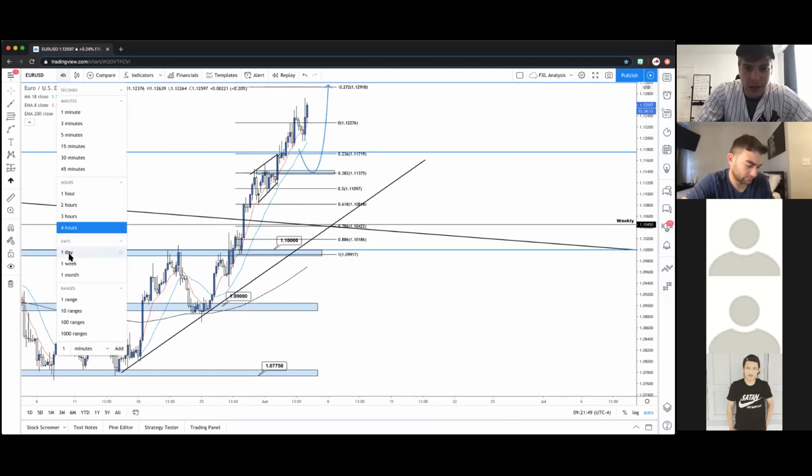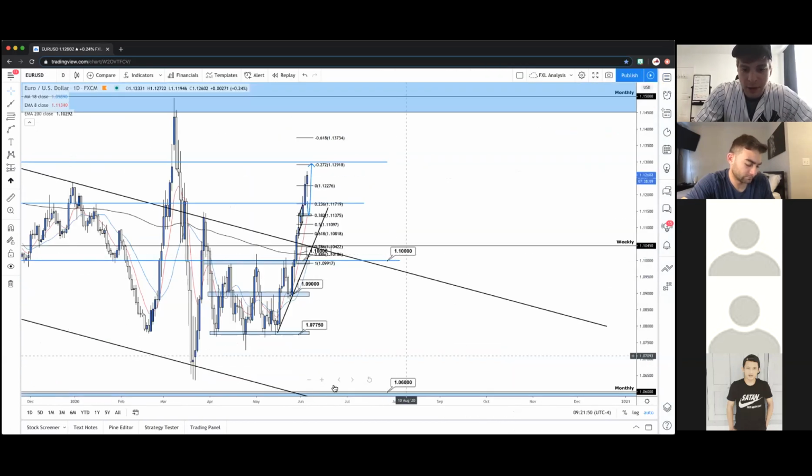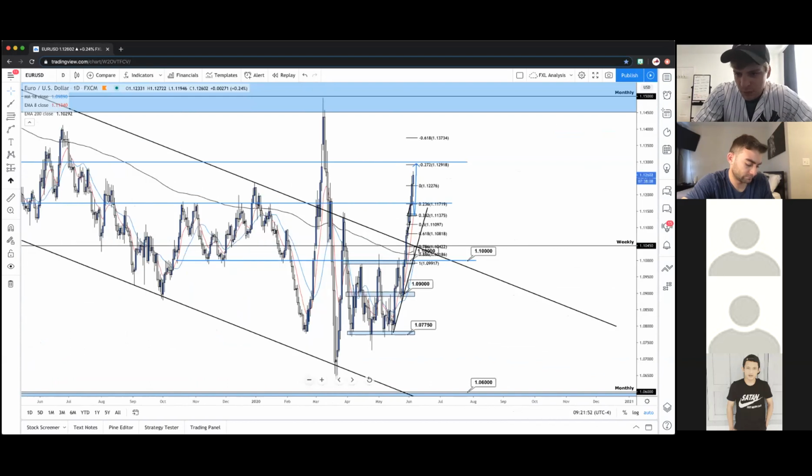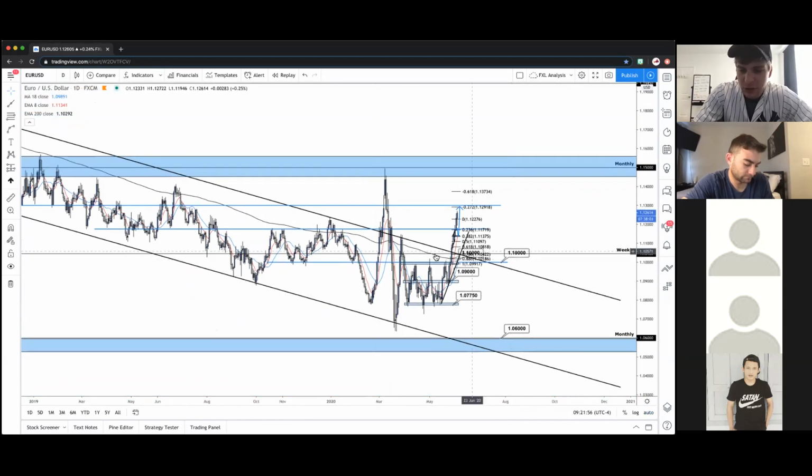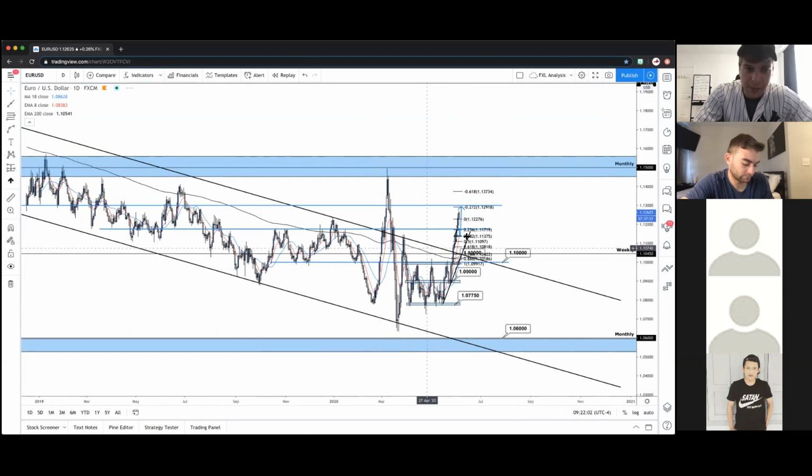Damn, guys, this thing is just trending like a madman. All right, let's zoom out a second. This looks like it has a little bit more of a confirmed break. This really looks to me like this could stay bullish for a little while, all the way up to this monthly at 1.15. But here we are on the daily.